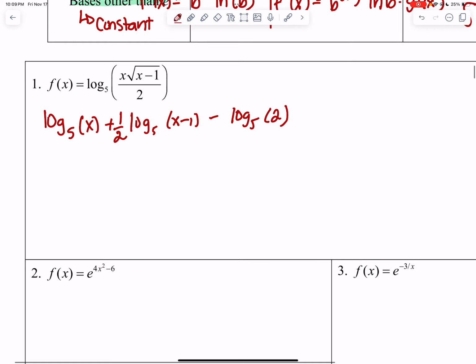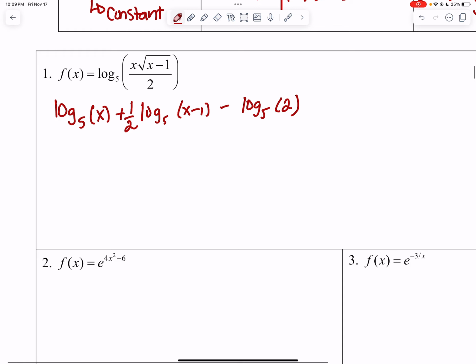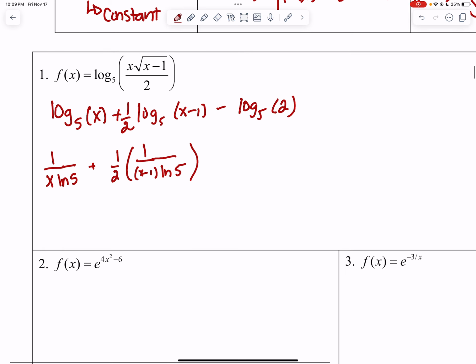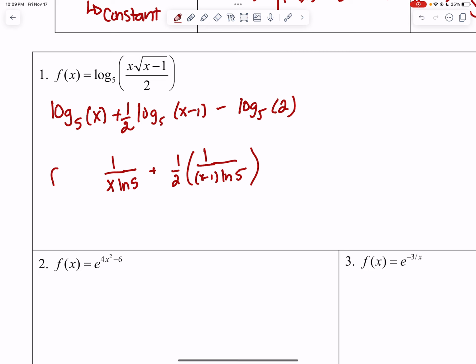Remember, with log base 5, your derivative here is just going to be 1 over whatever your inside function is, so 1 over x times ln of your base. So 1 over x times ln of 5 plus 1/2, and then 1 over x minus 1 times ln of 5. And then log base 5 of 2 is a constant, so its derivative is just going to be 0. So your derivative here is this lovely thing.